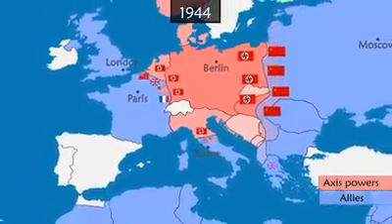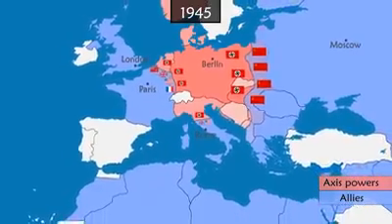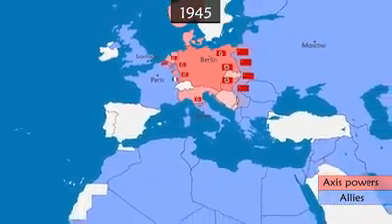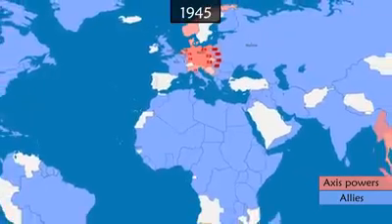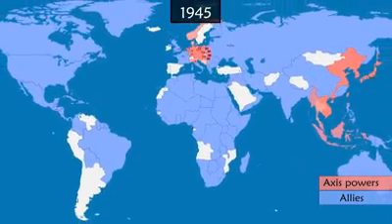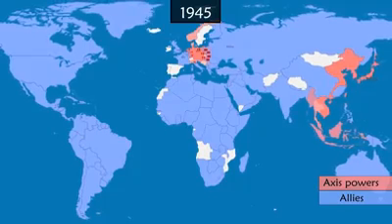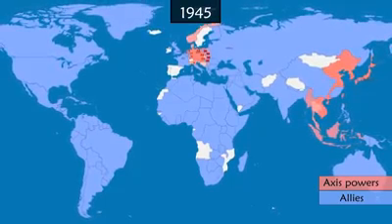With victory in sight, Allied powers announce the creation of the United Nations. Countries that declared war on Germany and Japan would be admitted at its founding conference. This triggers a wave of declarations of war, but without major consequence.